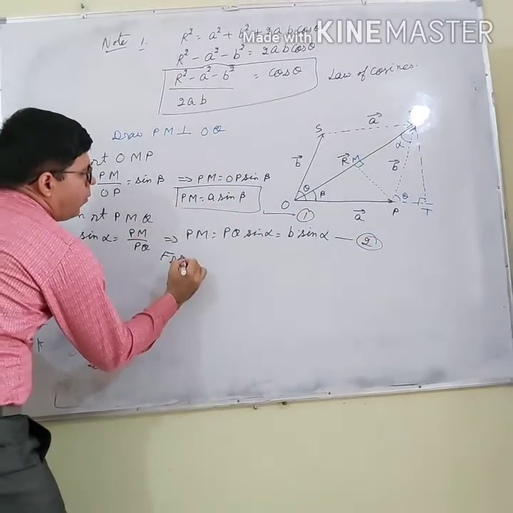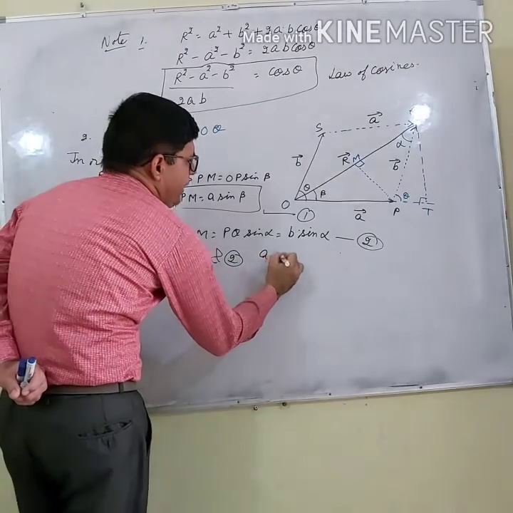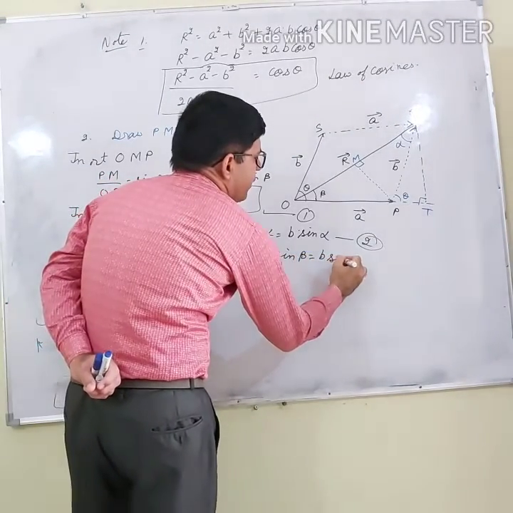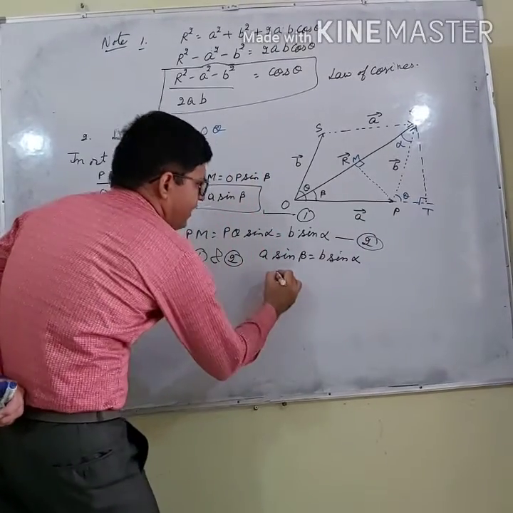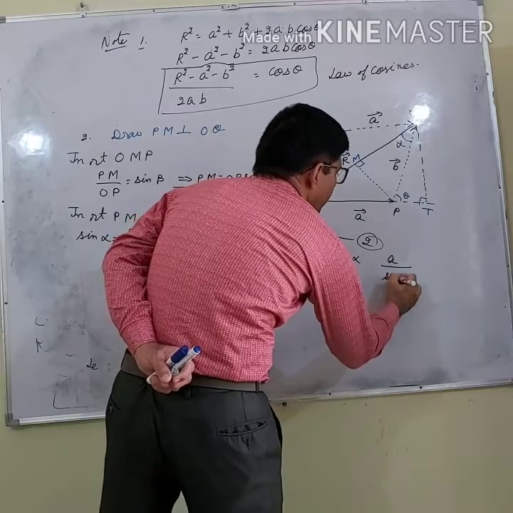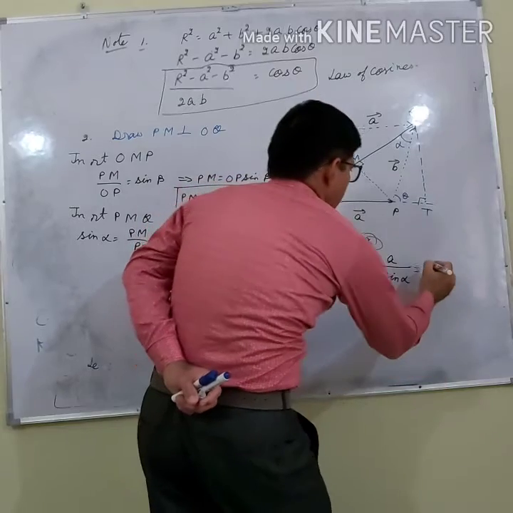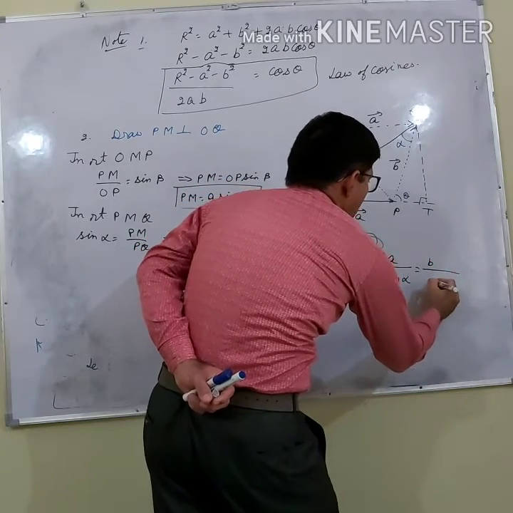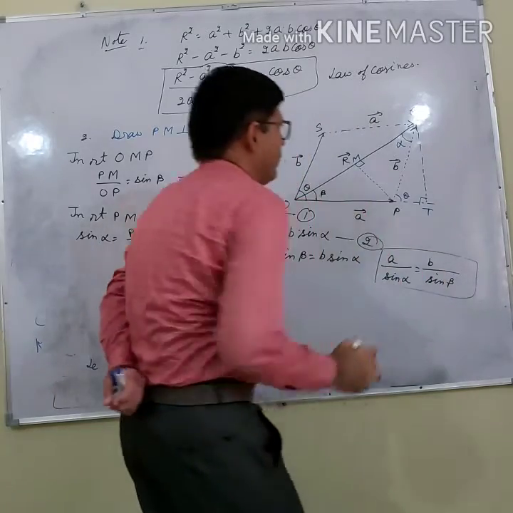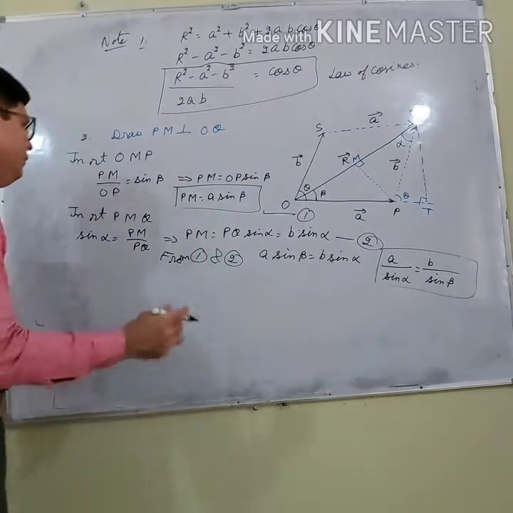From 1 and 2, I can say A sine beta equals B sine alpha. I can write A upon sine alpha equals B upon sine beta. So I have just considered this triangle.